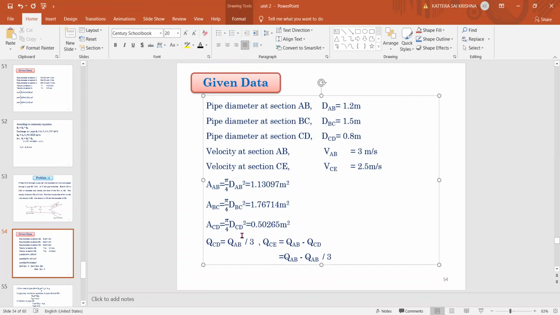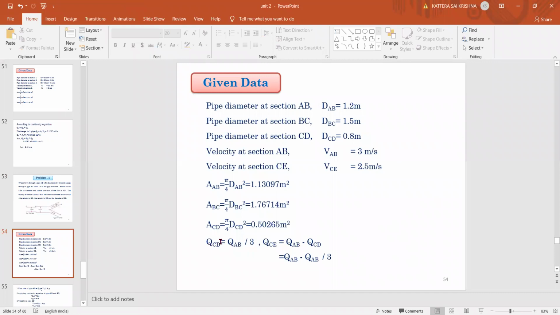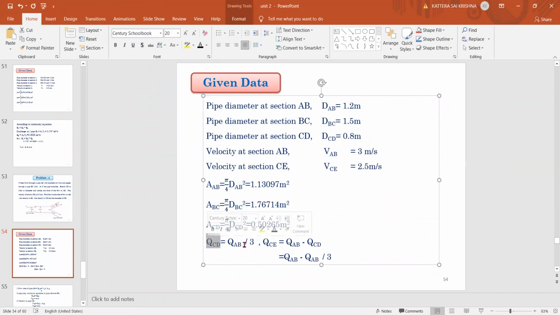And the 2 points which he mentioned are these. If you see the question, the pipe branches at C. After branching, the branch CD, 0.8 meter in diameter, carries 1/3 of flow in AB. So that condition also we need to take. So discharge in CD is equal to 1/3 of discharge in AB. So that is QCD equal to QAB by 3. Any doubt in this part? Since he said that discharge of CD is 1/3 of discharge in AB, we need to take this condition.